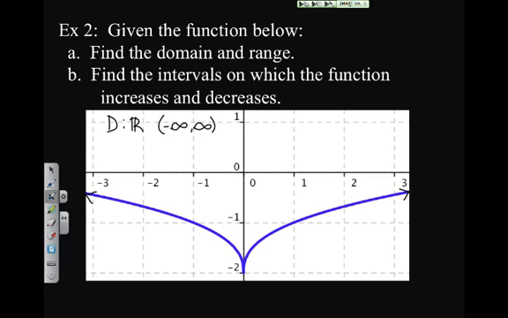The range, on the other hand, as we look at this, you can't maybe see that very well, but we've got a horizontal asymptote at 0. So it looks like our range, the lowest value that we get for the y values is right down here at -2. The highest value is right here at 0. So we would say that our range is from -2 to 0. And notice that it does reach that value of -2, but it never gets to 0. So that's why we have a bracket at the -2 and a parenthesis on the 0.